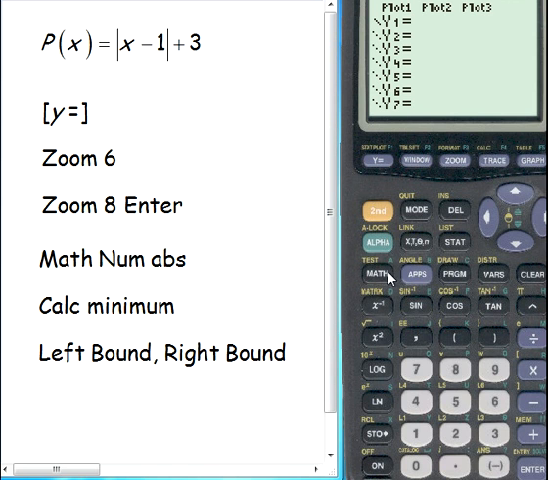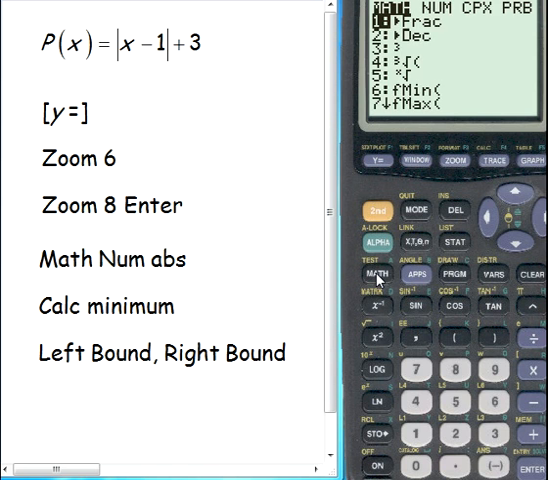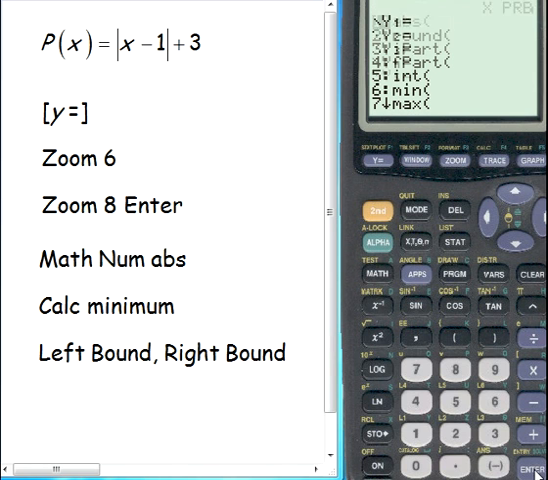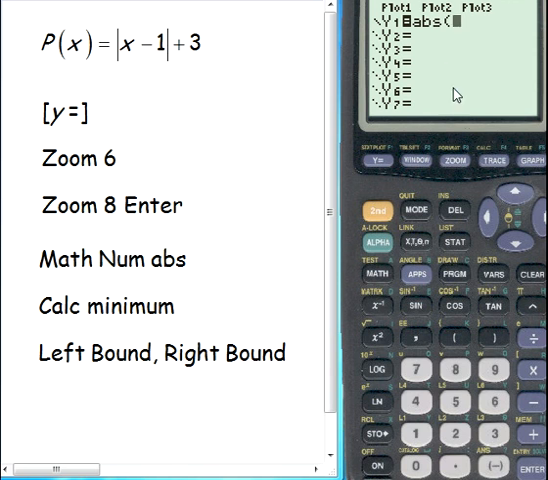To enter an absolute value, you go to the math key and then to the num menu to the right there. The first thing down is absolute value, so hit enter, and then you put the expression that's inside the absolute value in parentheses, so we'll hit x minus 1, close the parentheses to end the absolute value, and then hit plus 3.